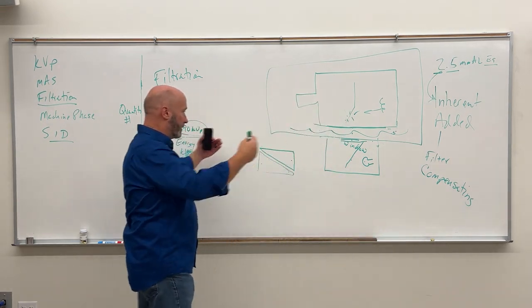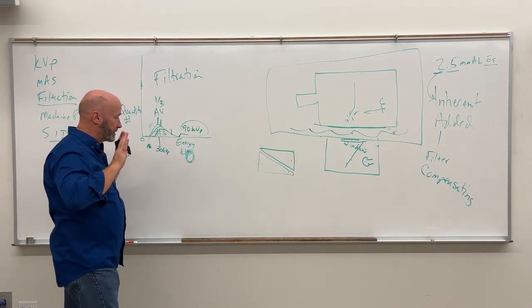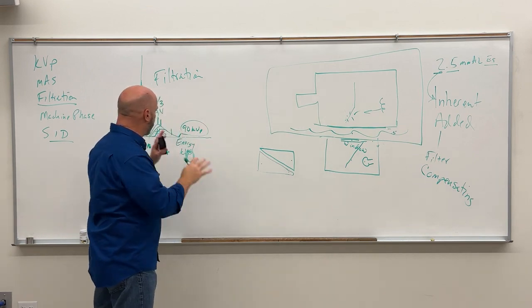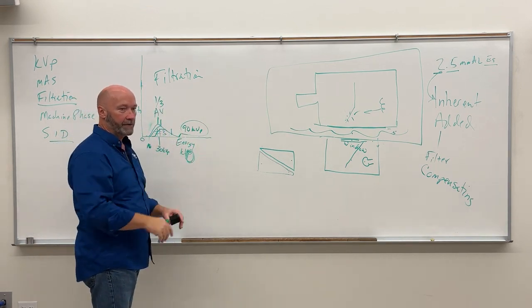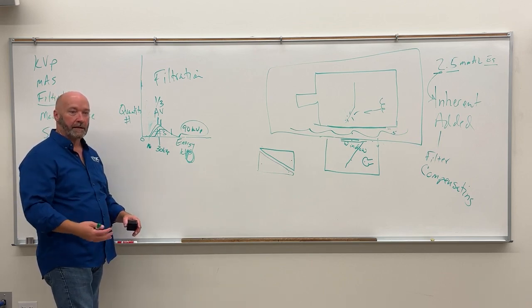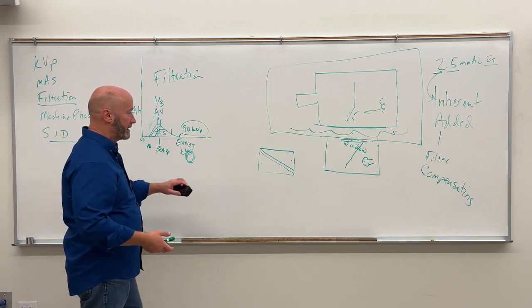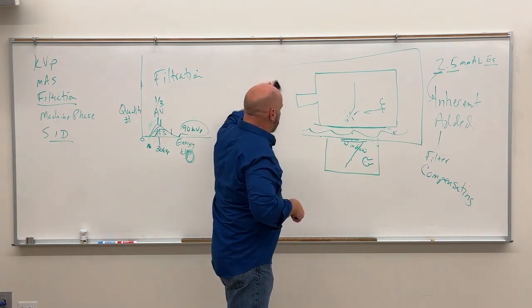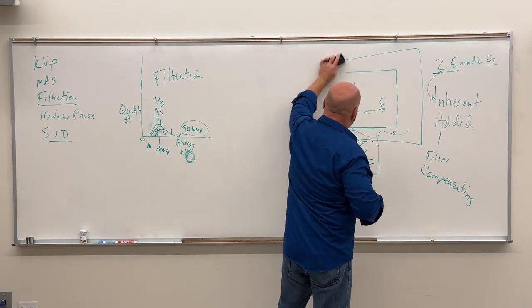We lose numbers, and it pushes the average of our bremsstrahlung spectrum towards the high energy side. We lose numbers, though. We lose intensity. We have to add back in that intensity. We're going to use mAs. Okay?